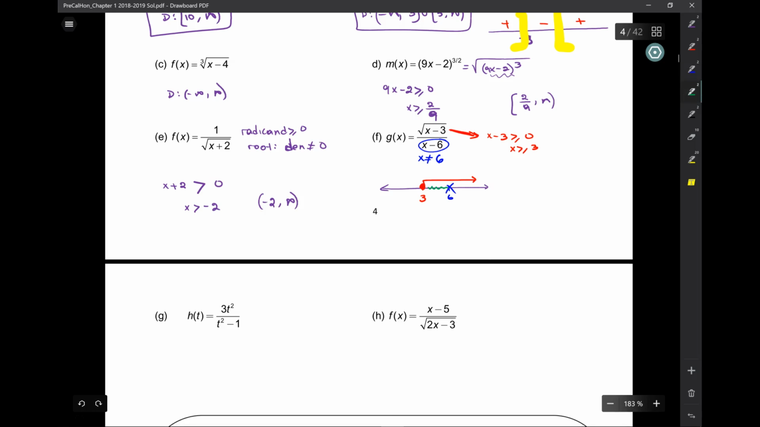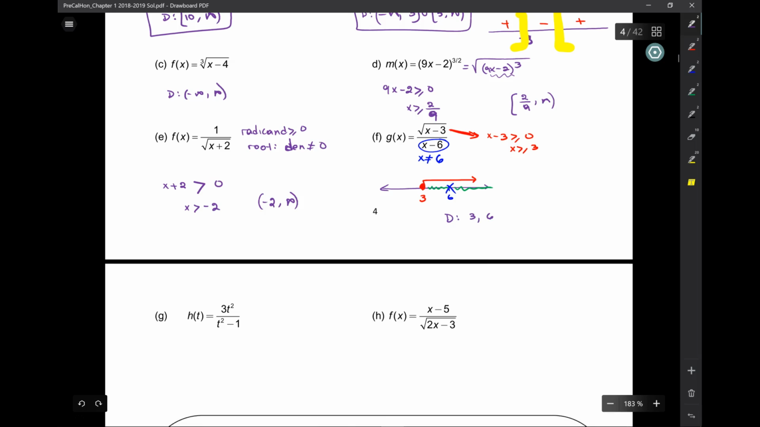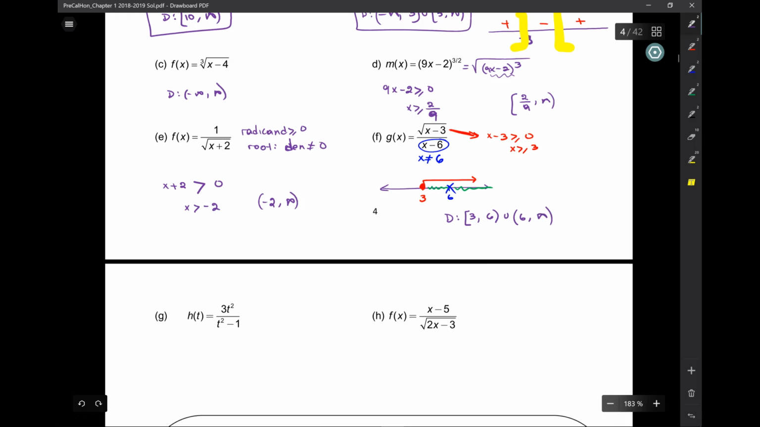3 to 6. It could be those numbers, and it could be all those numbers. So the domain is 3 to 6. Can it be 3? Yeah. Can it be 6? And then 6 to infinity. Isn't that cool?